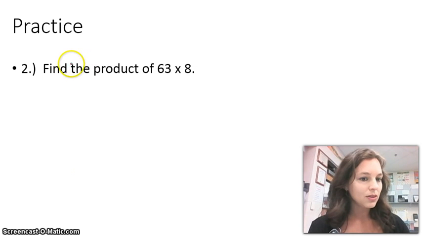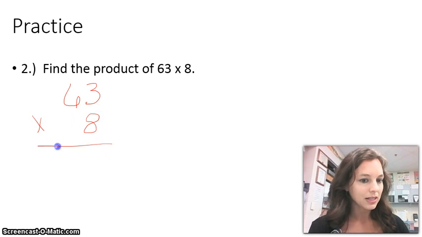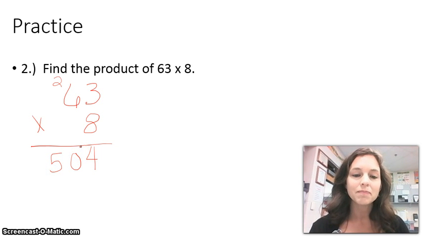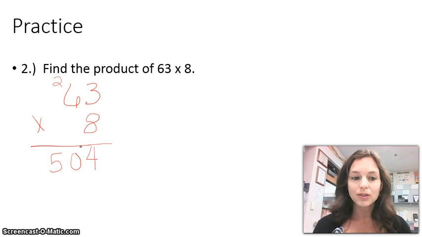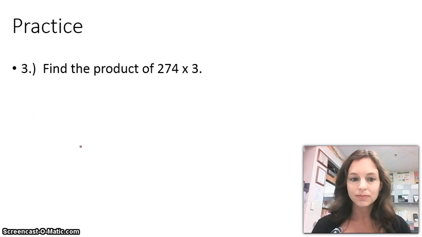Okay, here we have 63 times 8. We're going to write it vertically again. 8 times 3 is 24, so we carry the 2, bring down the 4. 8 times 6 is 48, plus 2 is 50. So our answer is 504. Did you get that right? If so, give yourself a pat on the back. If not, go back and make your corrections, and let's move on.